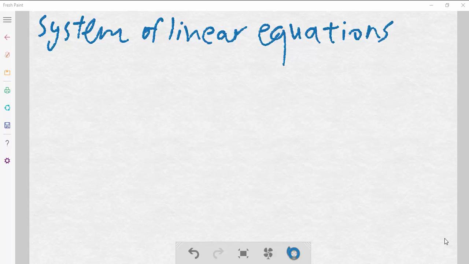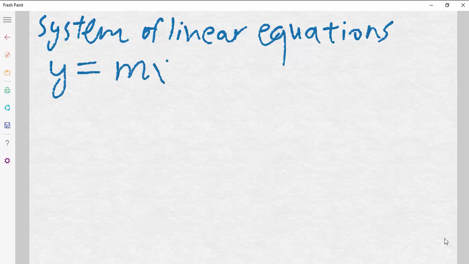Hi everyone, welcome to this lesson which is about systems of linear equations. You already know what a linear equation is. A linear equation can be written in the form y equals mx plus b. We know that this creates a straight line, and m shows the slope, the steepness of the line, and b is our starting value.